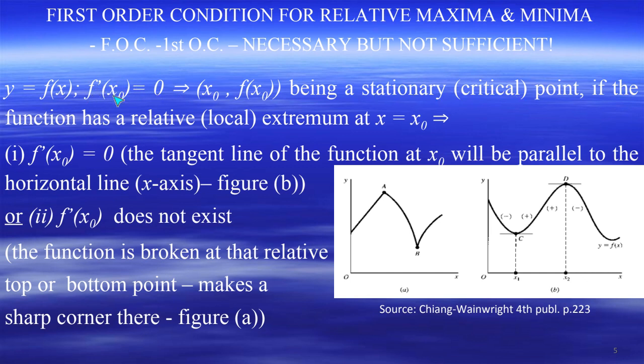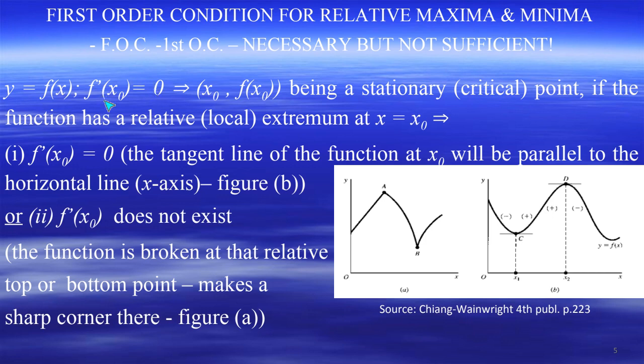This is a stationary or critical point. Why? Because when the first derivative is 0, the movement on this function stops for a moment, for an instant, because the derivative is the instantaneous rate of change. So it means the function doesn't change at that point. It stops there. The movement stops there for just an instant. And then it continues, of course.